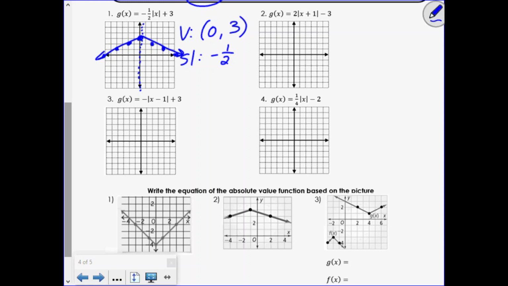Alright? What about example 2? What would my vertex be over here? Negative 1, negative 3. The number inside of the absolute value is going to change sign, and the number outside is going to stay the same as the two numbers we used for the vertex. What's my slope? 2 over 1 if I were to write it as a fraction. My slope, using a, the number at the front, 2 over 1.